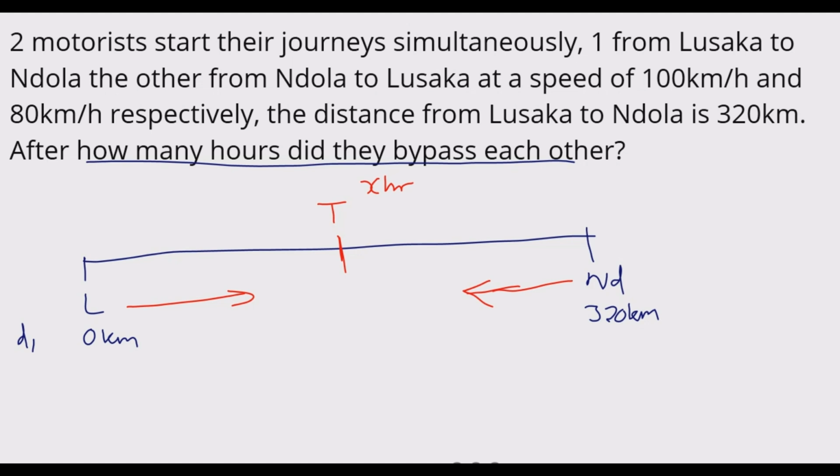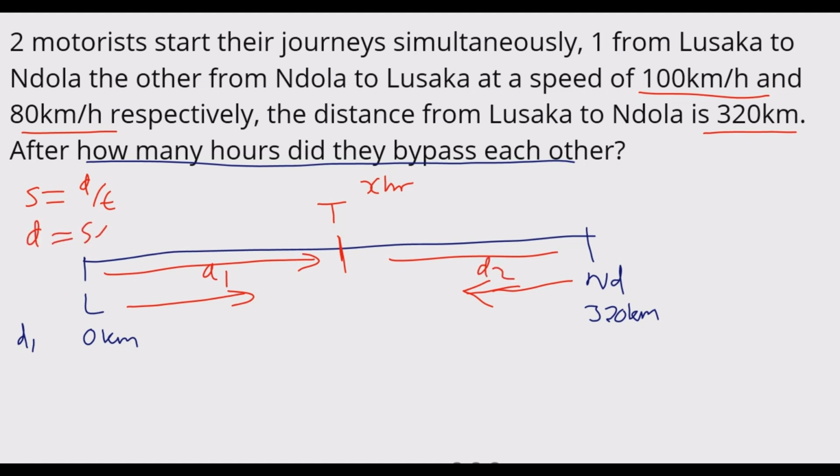Then since we are given a speed, then we're also given the total distance. How do we find speed? So speed is given by distance over time. So now we are looking for this distance that will be covered by driver 1, then also looking for this distance which will be covered by driver 2. So distance in this case is equal to speed times time. Then what is that time?